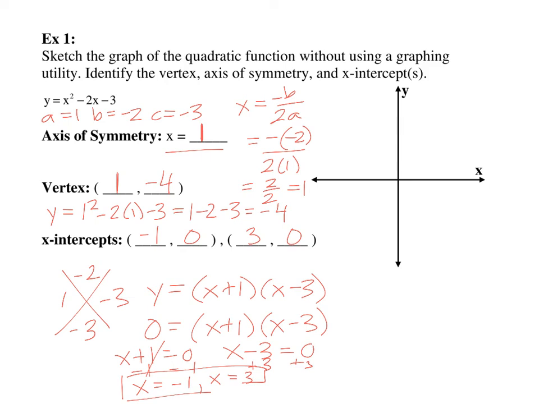And now I could use this information to graph. So negative 1, 0. Let's put a couple tick marks here. Negative 1, 0 is one x-intercept or root or zero. Then I have 3, 0. And then I have my vertex, which is at 1, negative 4. And I could graph my parabola using that information.